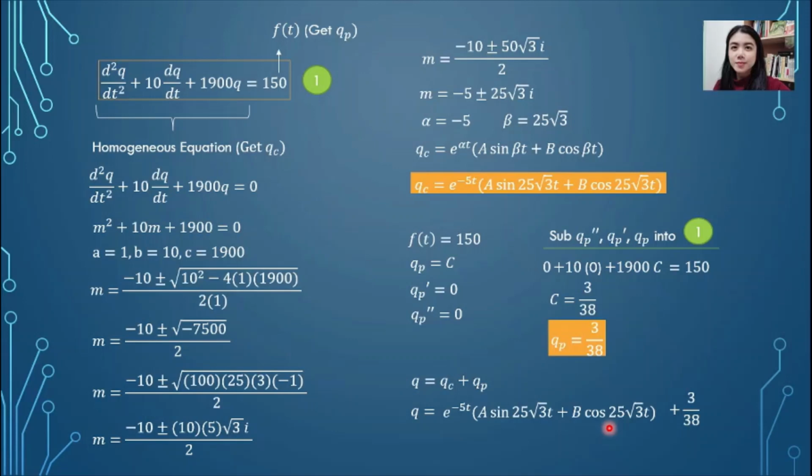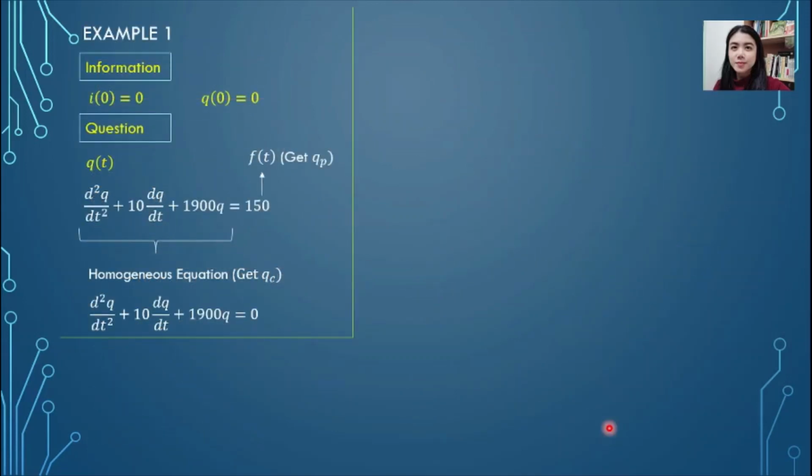But remember, just now we have the initial conditions. We have these two initial conditions that we have not used yet, so we need to use them and continue to solve. We have the general solution Q. Let's name this equation number 2. Before we do the substitutions, let's look at what we have in the initial conditions.